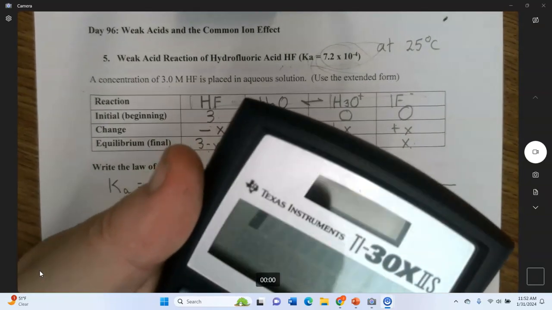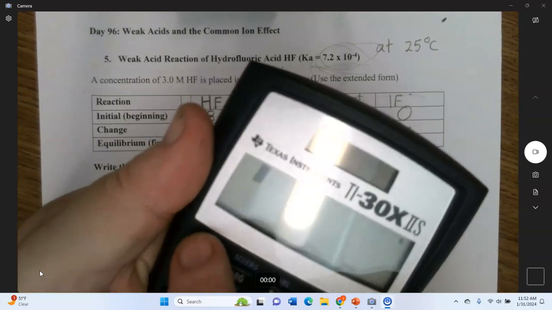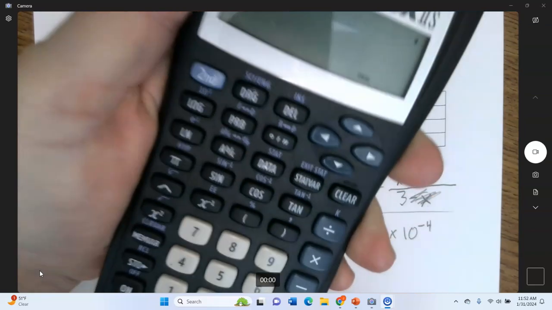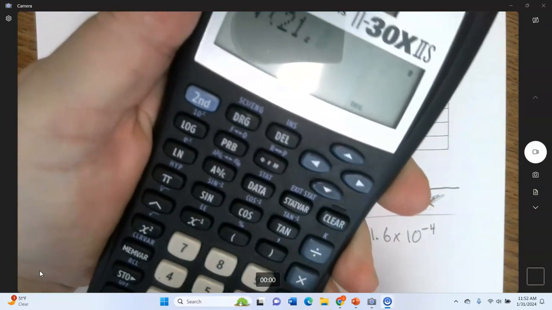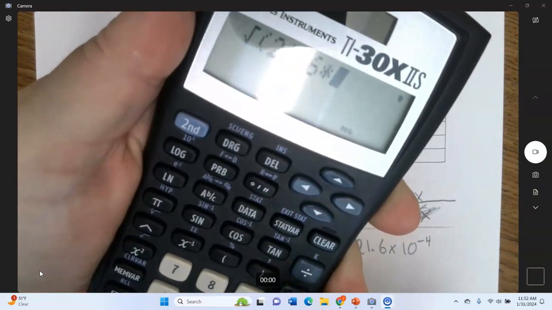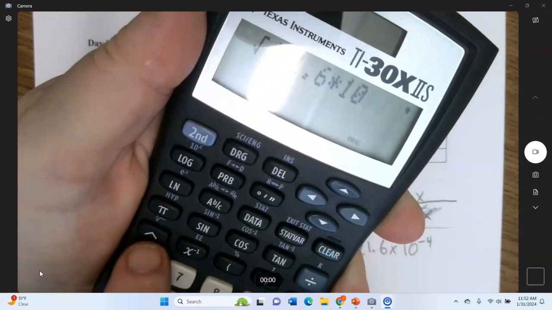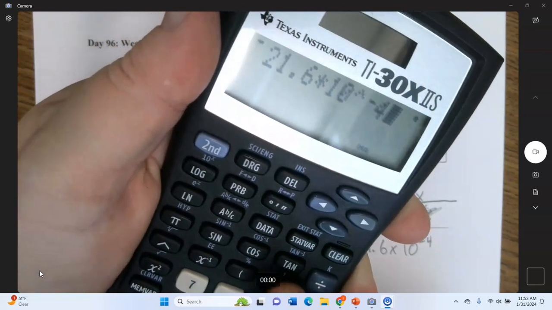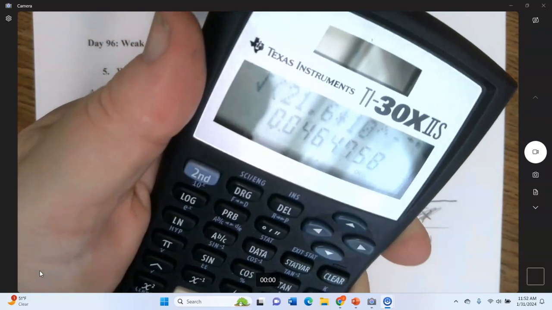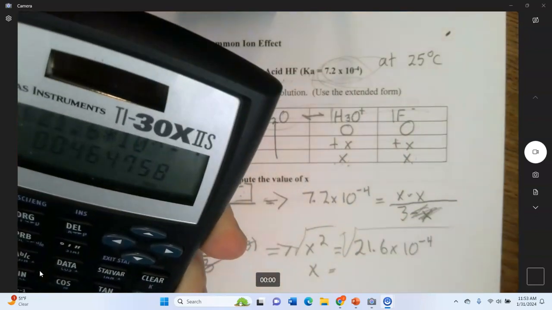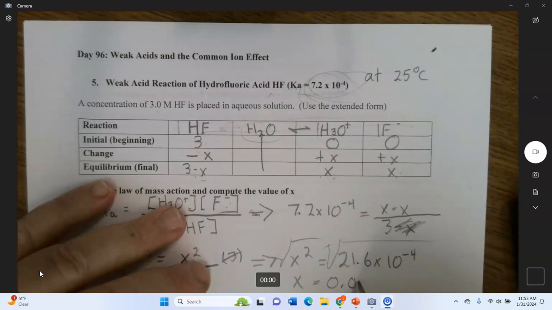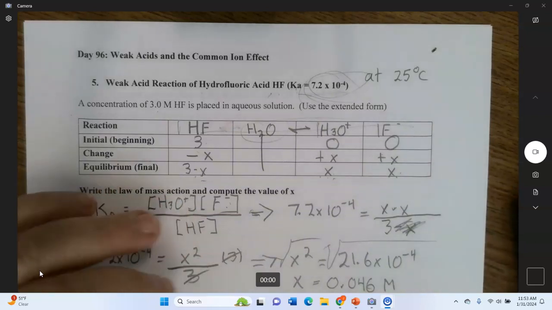So I'm going to come up here, try to get the glare off, and I'm going to hit second x squared down here. That gives me the square root symbol, and it's 21.6 times 10. This thing's called a caret, negative 4, and close the parenthesis and hit equal. And that equals 0.046. And that's a molarity, so it's molar.